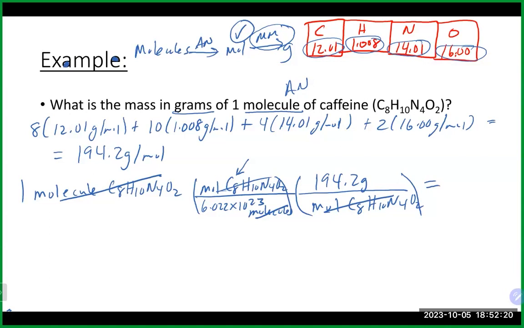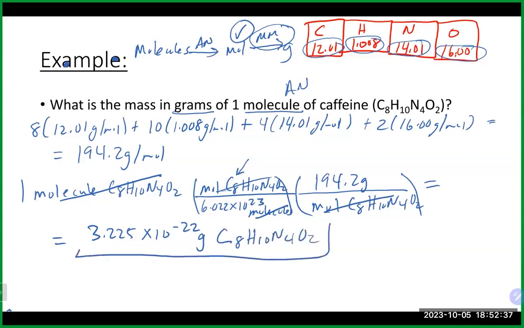Not too bad. And it looks like we will end up with, I'll come down here, 3.225 times 10 to the minus 22 grams of caffeine in this case. And to answer the question, we went 4 significant figures really based off of the molar mass, because if we had 1 molecule, that'd be something you would just count, right? So more of an exact number. So you really could give it to as many significant figures as you want at the end of this particular calculation. So I just went with the molar mass for significant figures in this particular case.